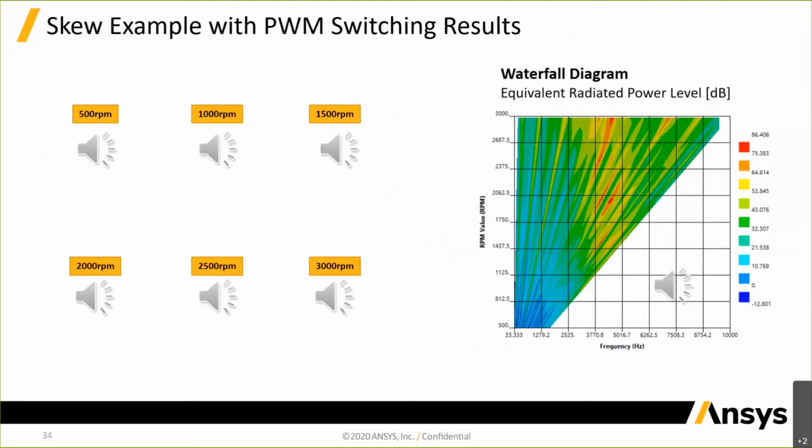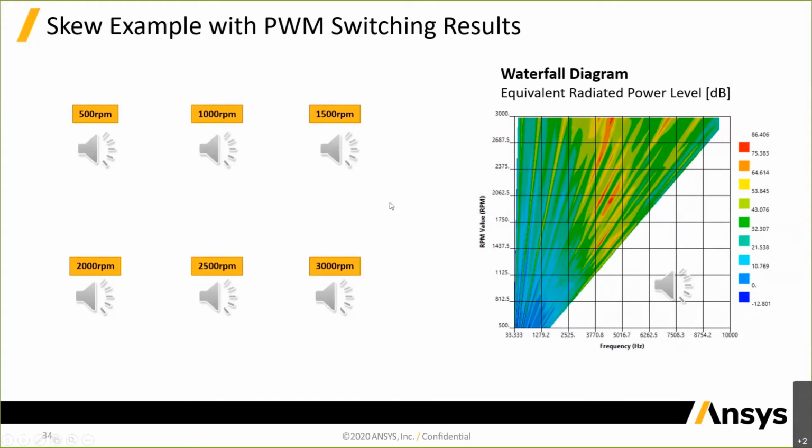The result of running these PWM excited models through Maxwell at 6 different speeds, and then running those results through the structural model with the equivalent radiative power, produces this type of information.